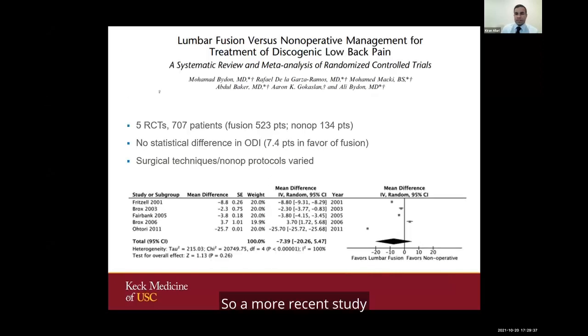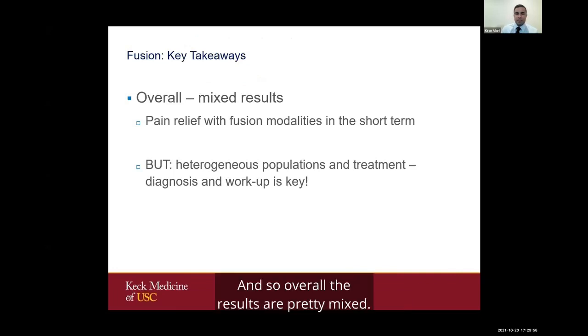So a more recent study looked at 5 randomized controlled trials, a total of 700 patients randomized to fusion or non-operative treatment for discogenic back pain secondary to lumbar degenerative disc disease. And overall, when the data was pooled, there was no statistically significant difference between patients undergoing fusion versus non-operative treatment. And so overall, the results are pretty mixed. Most studies have shown some improvement in pain and disability in the short term, but obviously when you do surgery and fuse a level or 2 levels, complications can arise.